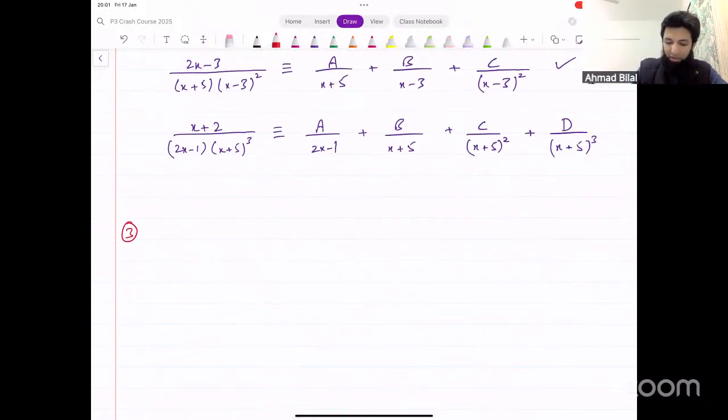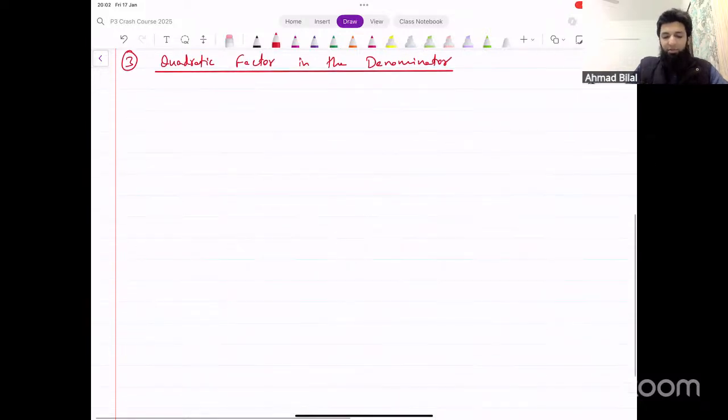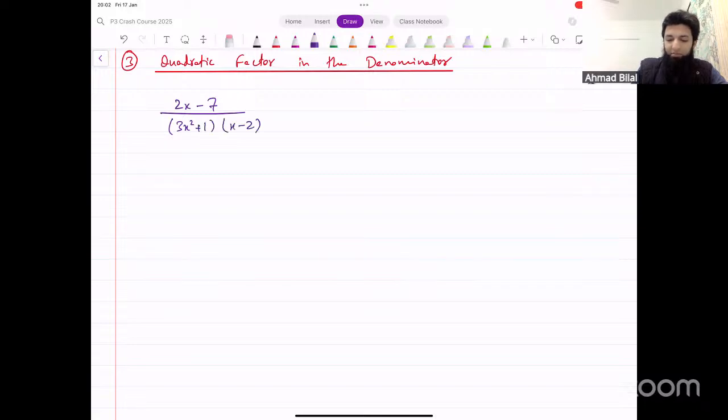Now let's move on to the next one, the last one, quadratic factor in the denominator. That's the third possible case, that you have a quadratic factor in the denominator. Let's take an example of this. Let's say you have 2x minus 7 divided by 3x squared plus 1 into x minus 2. So now you've got a quadratic factor in the denominator. Now for the quadratic factor, you would consider an x term in the numerator and a constant term in the numerator. So it will be Ax plus B over 3x squared plus 1.